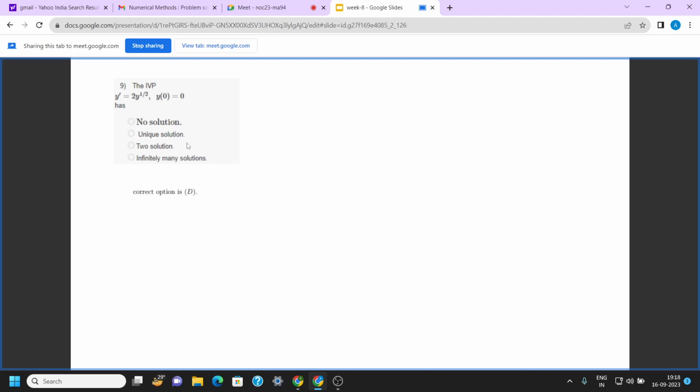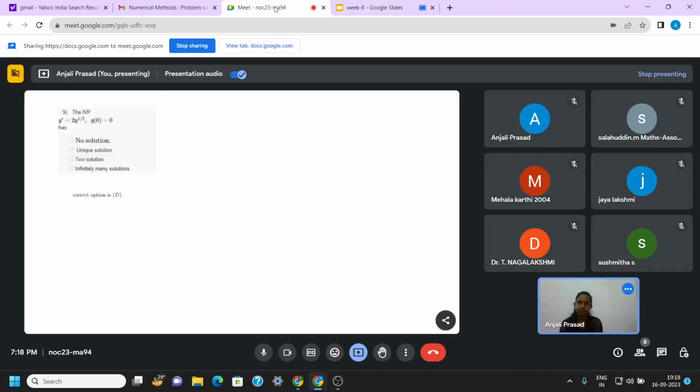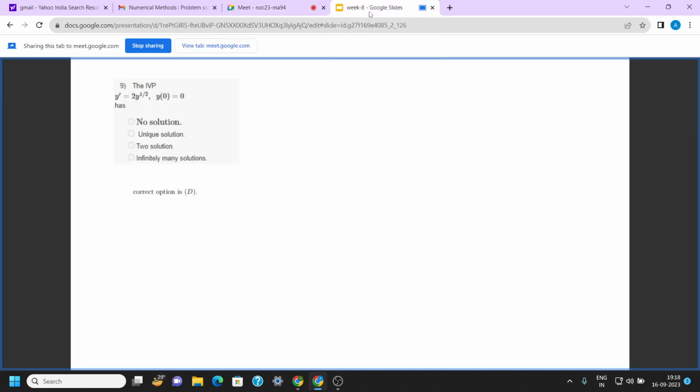Since you have solved many questions like this, where alpha, that is the y power term, lies between 0 and 1, it will have infinitely many solutions. Okay. So let's move to the next question.